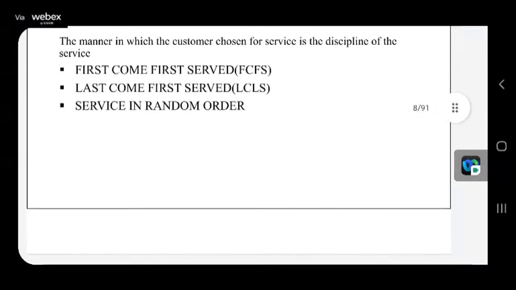Next, service in random order. This we have seen in many places. If you go to a temple to perform puja and a VIP or a person who has a lot of money comes and goes through some paid darshan quota, he will be served first, before the one who has been waiting an hour before him. Whoever has more money or influence will be served first than the remaining. So this is called service in random order.